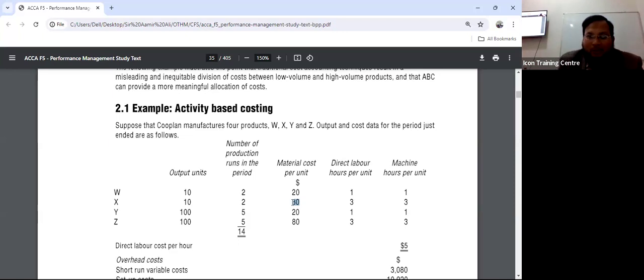Okay. So for X, we are producing how many units? Again, 10 units, but it is costing us more. So now when we observe the material cost, that shows which product is expensive, W or X? X is more expensive, if we analyze the material cost per unit, right?